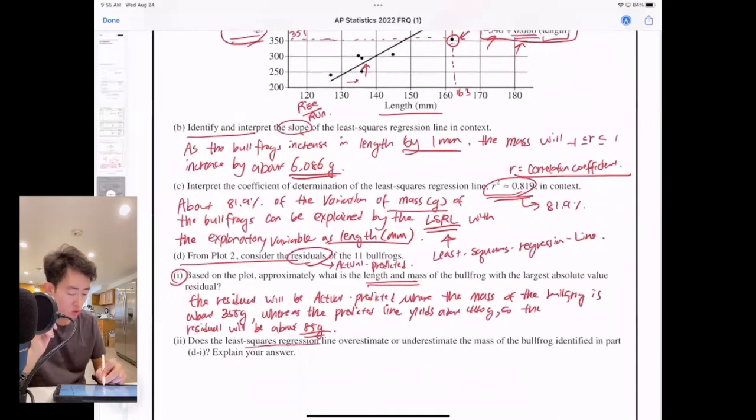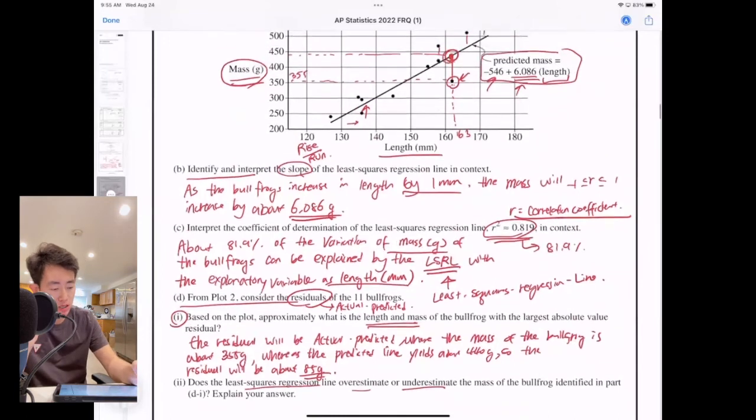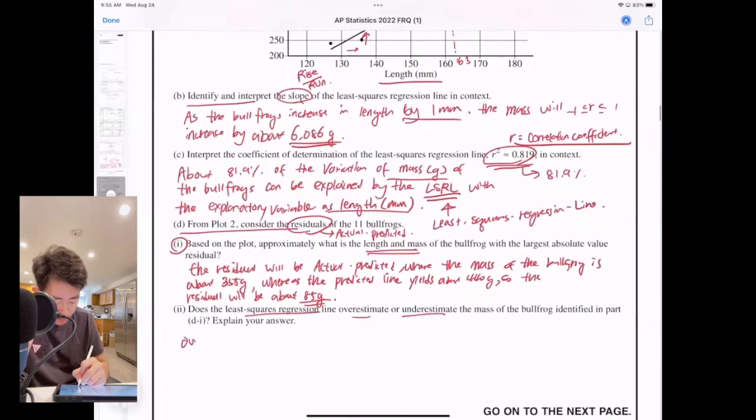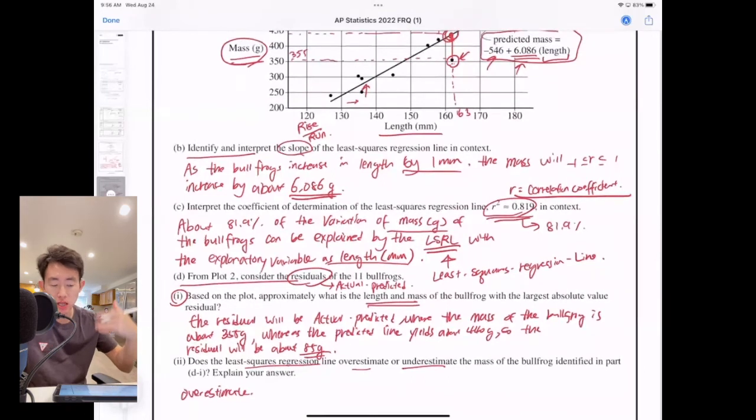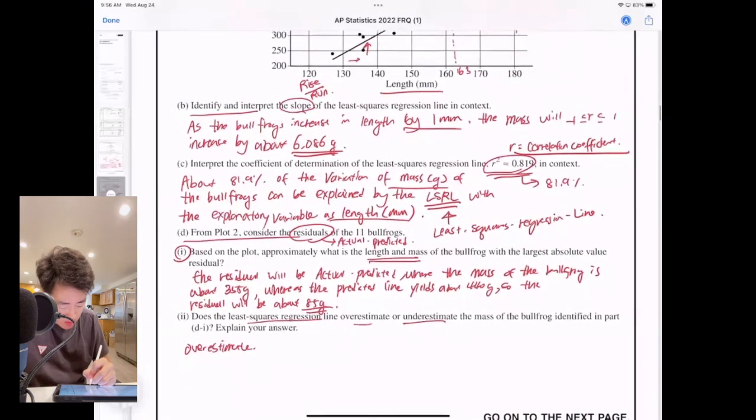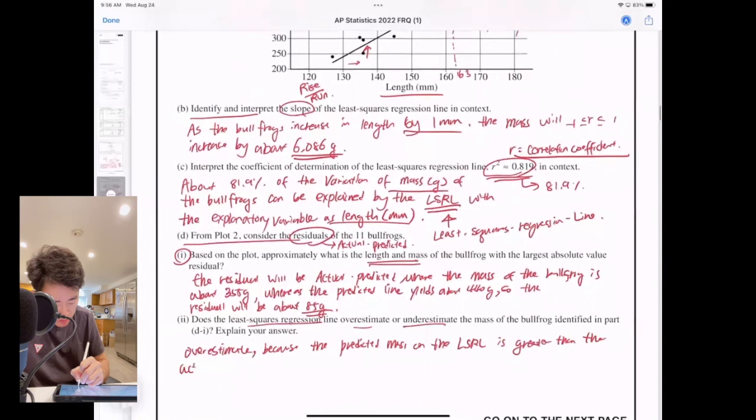Does the least squares regression line overestimate or underestimate? I think that should be pretty clear. It's going to be an overestimate. First, you want to state that. That will give you 1 point for this question. Why is it an overestimate? Because obviously the line is higher than the dot. Overestimate because the predicted mass on the least squares regression line is greater than the actual mass of the bullfrog.